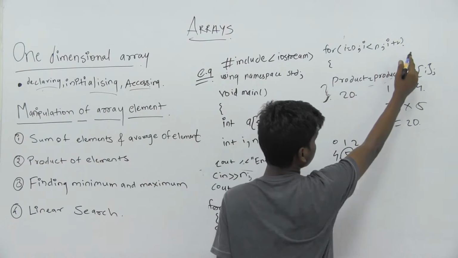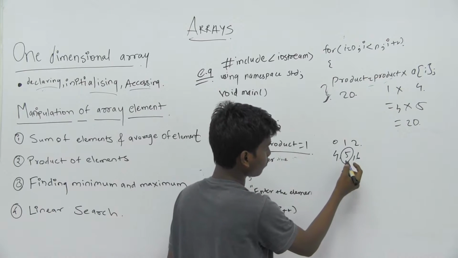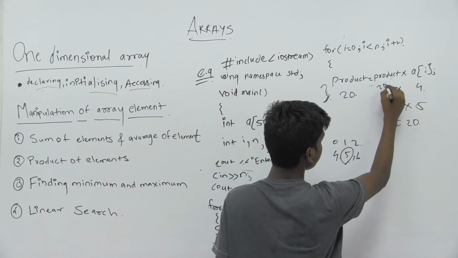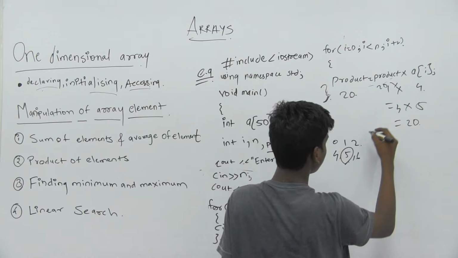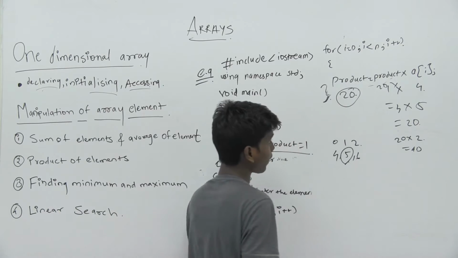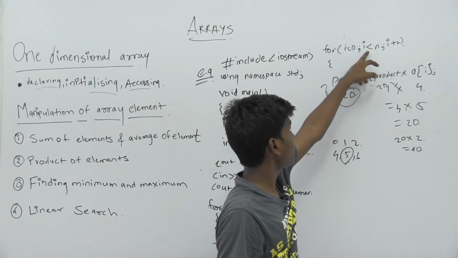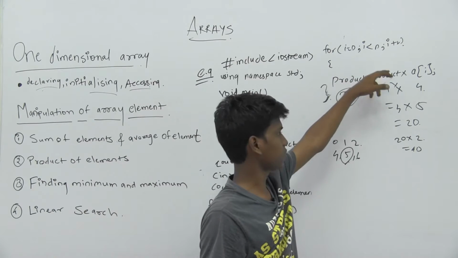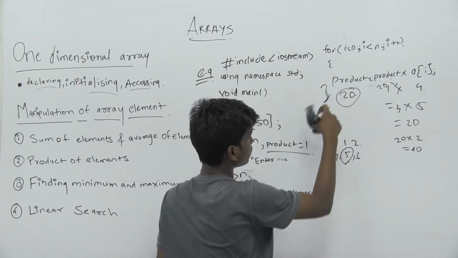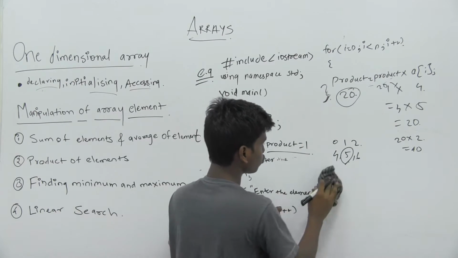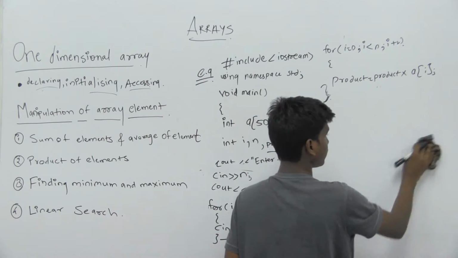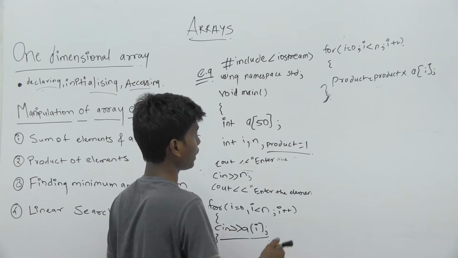Then again i plus plus, the i value increases by 1, that is 2. Then the product, that is 20 into a of 2, that is 20 into 2 equal to 40. Now the product value is 40. Again if i is incremented, then i less than n, the condition is not satisfied, so the loop terminates and the product value comes to 40. So that is how the code is run, that is how the code is compiled in the compiler.